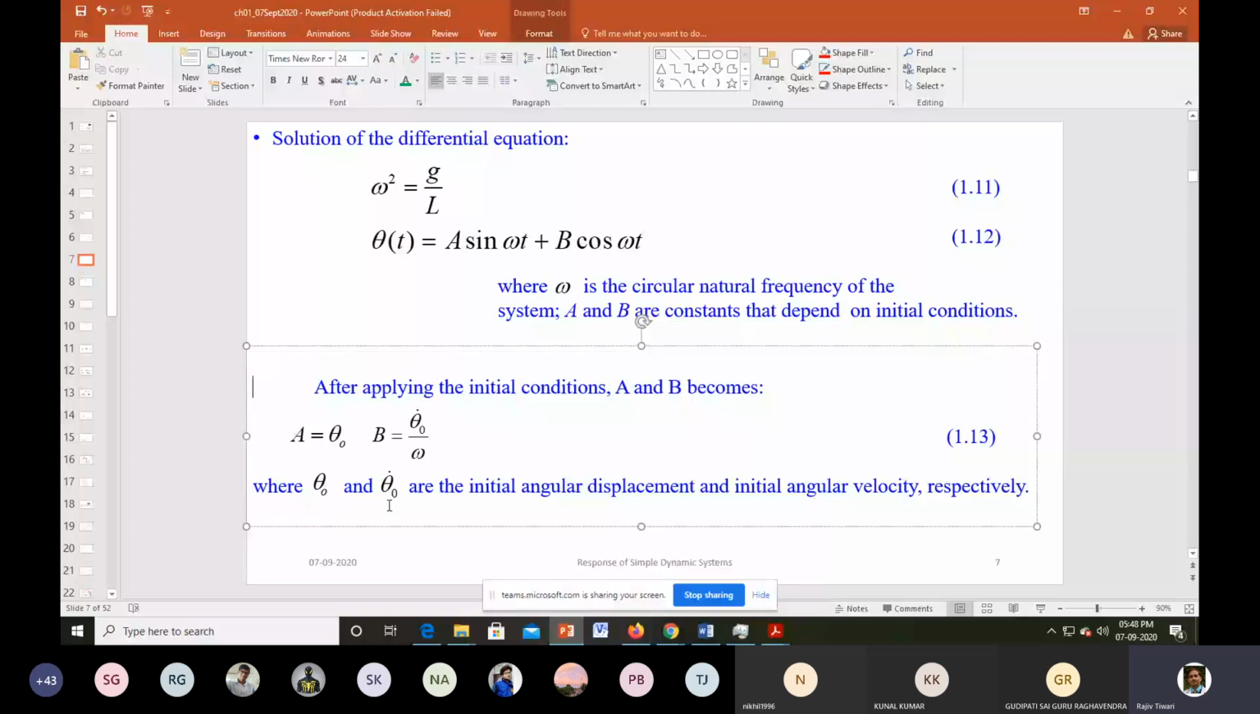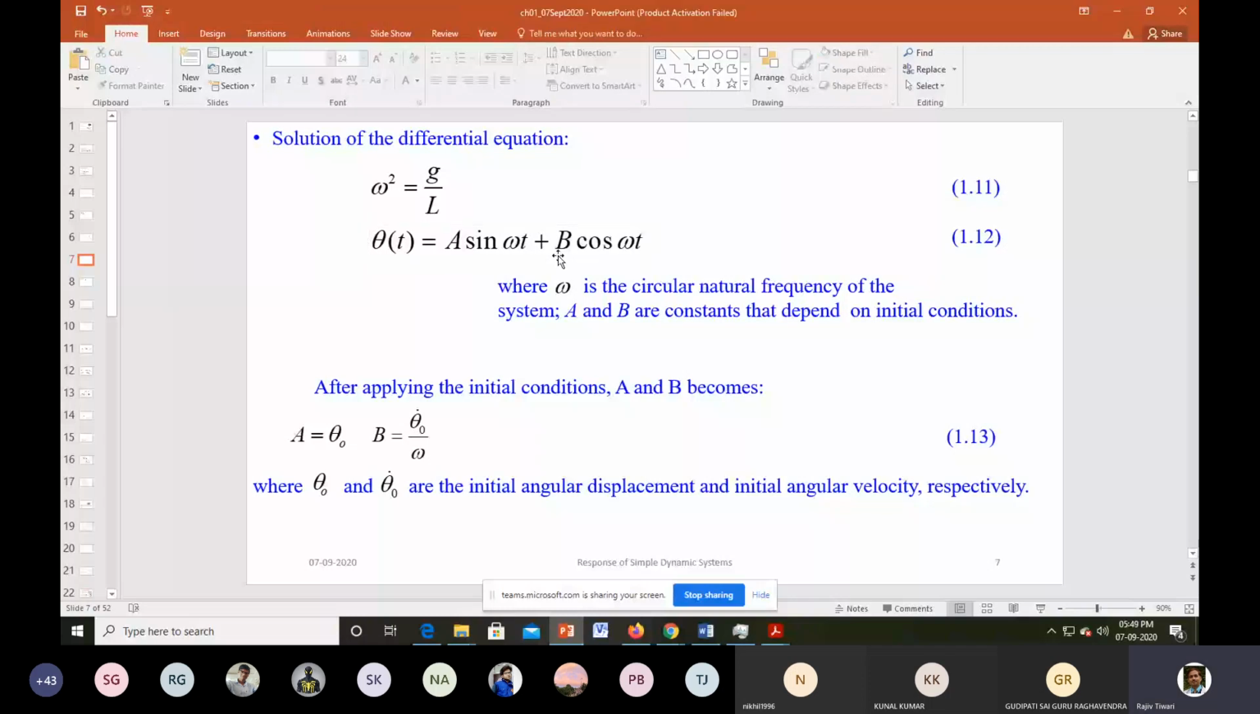I think you have done this in your dynamics of machinery course, how to obtain A and B based on the initial conditions. Maybe you can refer back. Based on the initial conditions, we can get how theta will behave with time. This can be plotted in a plot of theta versus time.